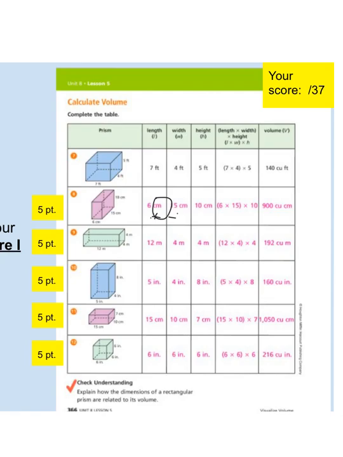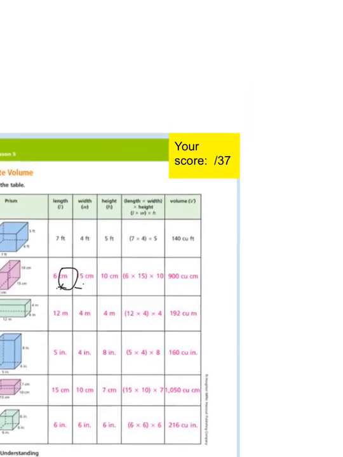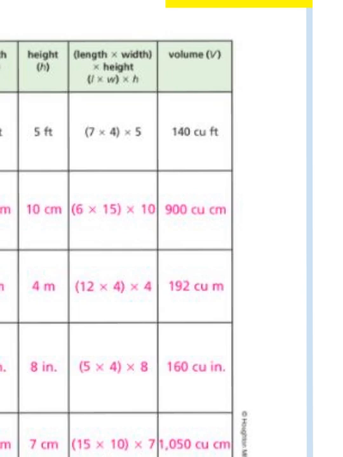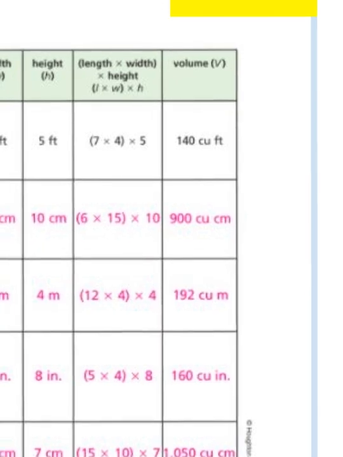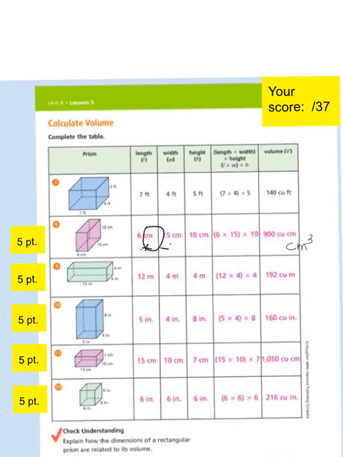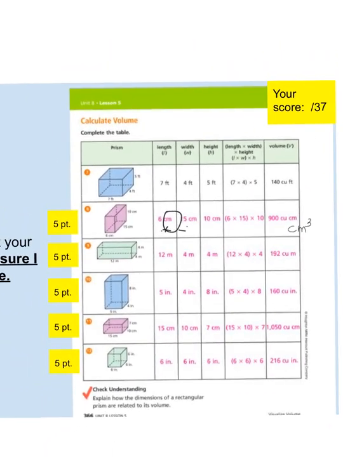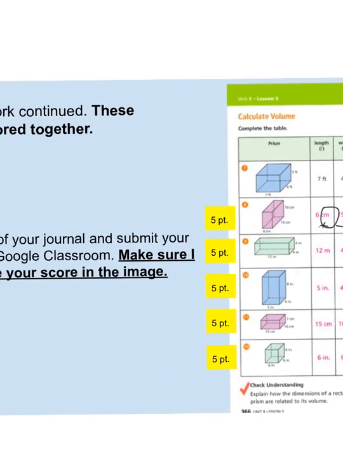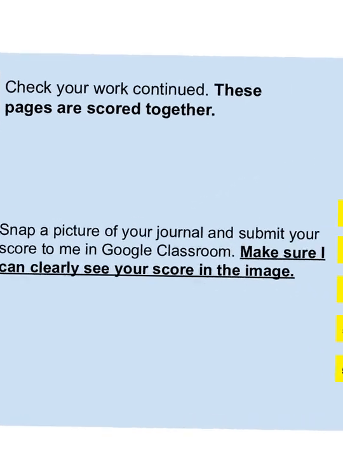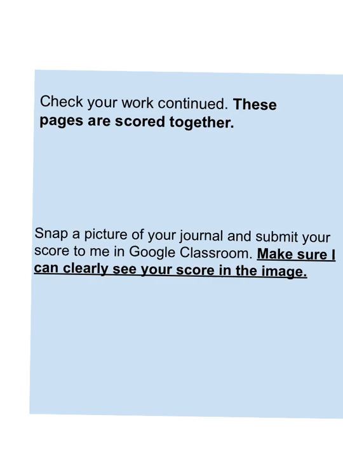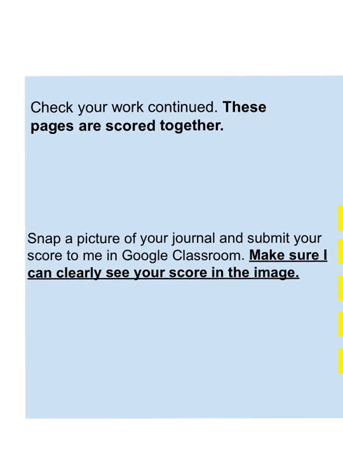And then a way to write centimeters cubed instead of cubic centimeters like they have would be cm and then a 3, like squared, but this one happens to be 3-dimensional, not 2-dimensional. And there are 5 points for each. So between the two pages, 37 points altogether. Remember to score them together and submit a picture in Google Classroom so that I can see how you did.